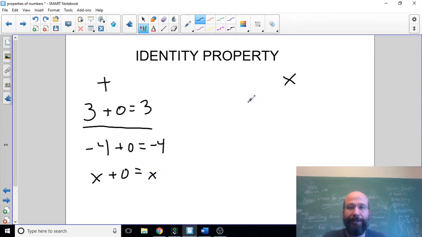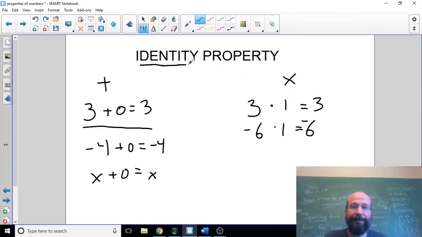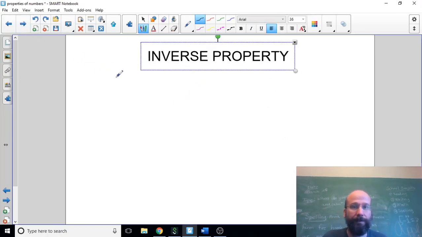For multiplication, to get the number to not change, you multiply it by 1. 3 times 1 is 3. Negative 6 times 1 is negative 6, right? Multiply by 1, the number doesn't change. This is identity. The number doesn't change.